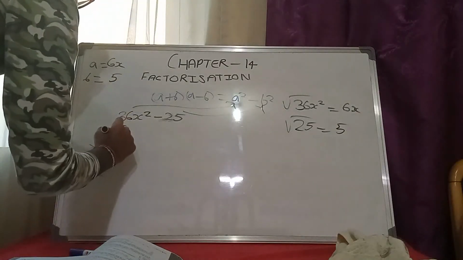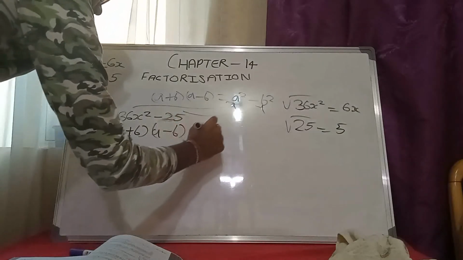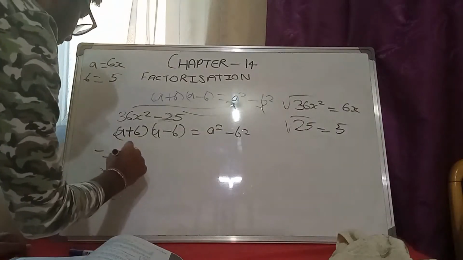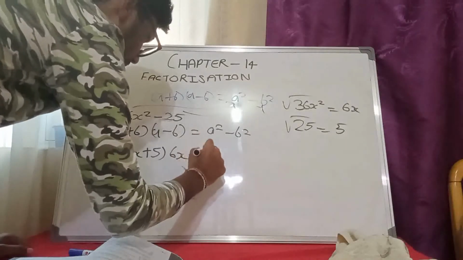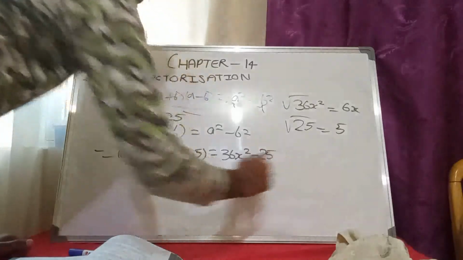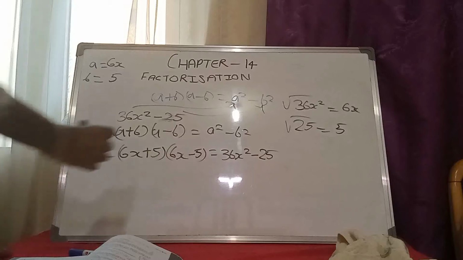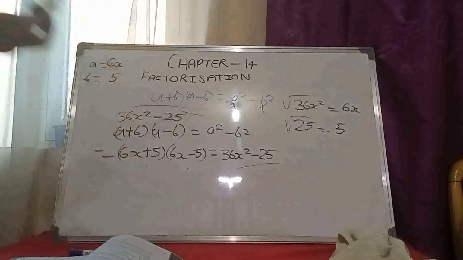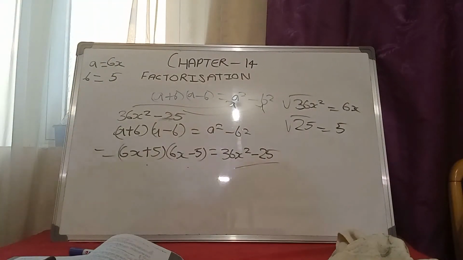So here we get that (a plus b) into (a minus b) equals a square minus b square, which equals (6x plus 5) into (6x minus 5), equals 36x square minus 25. This is the answer. The answer is (6x plus 5) into (6x minus 5). These are the factors of this expression. Now we'll go forward and see some complicated problems.